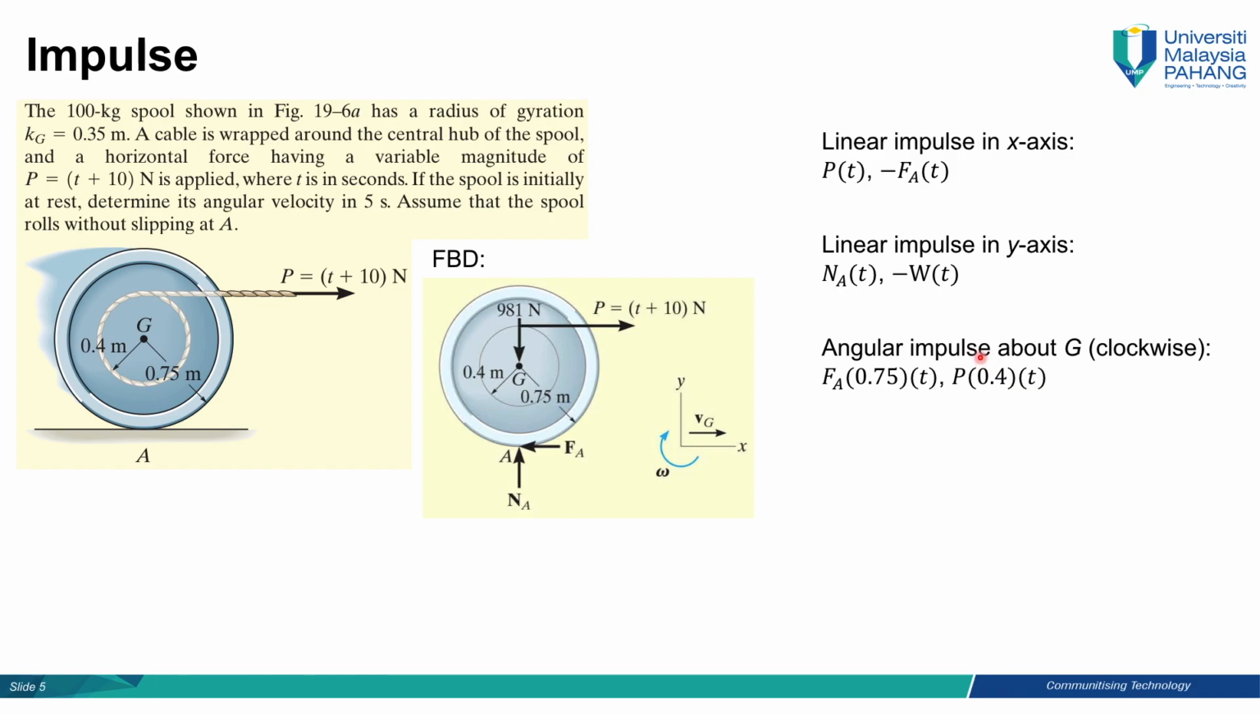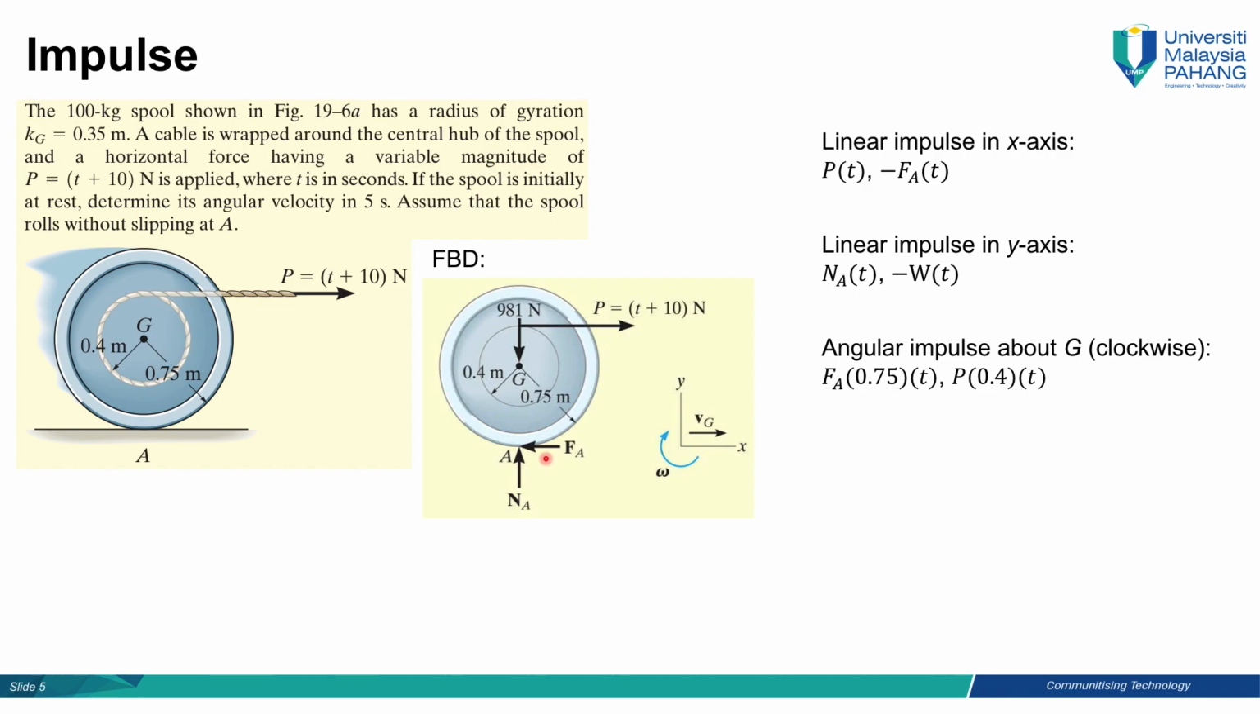Now the third equation requires us to calculate the angular impulse. Let's say we calculate the angular impulse about point G, the center of gravity. The weight and also the normal force do not have any moment about point G. Therefore, there is no angular impulse about point G for these two forces. Now we only have the friction force Fa and the force P. To make Fa a moment, we have to multiply with the distance. Remember, moment is force times distance.